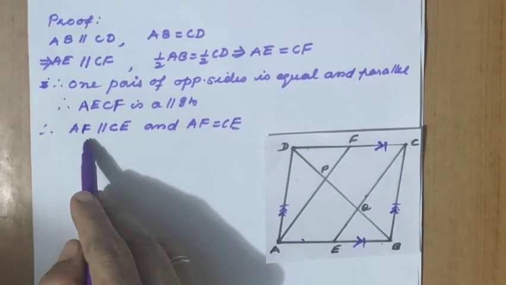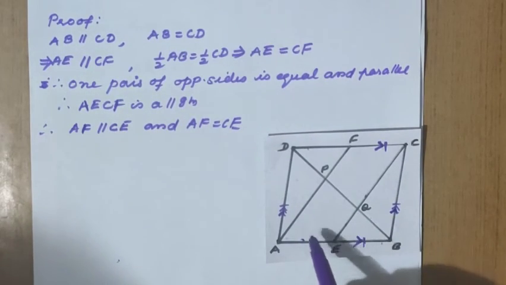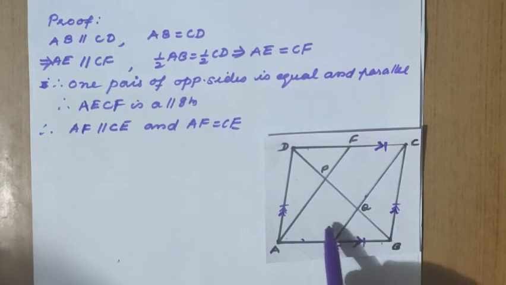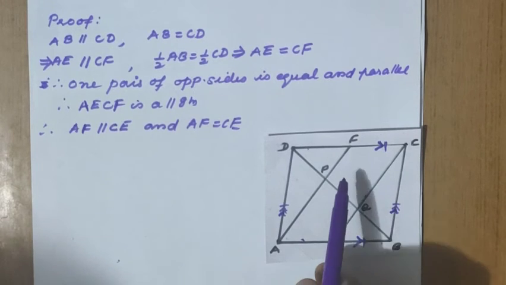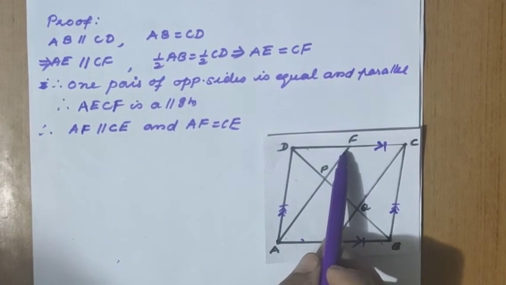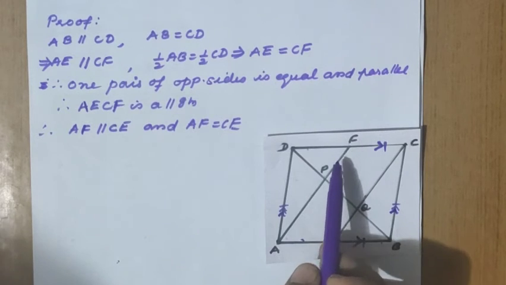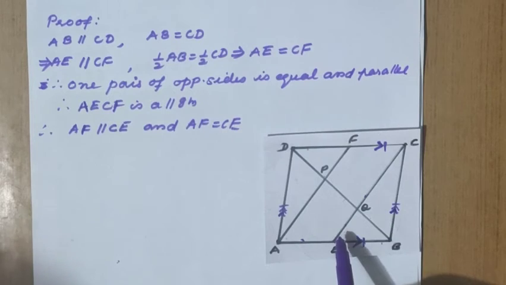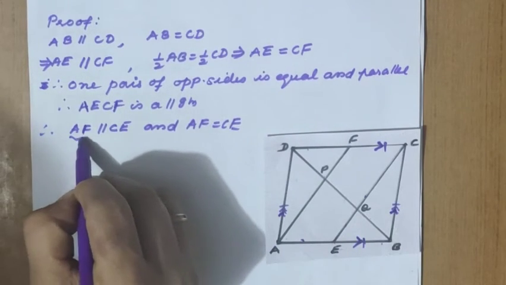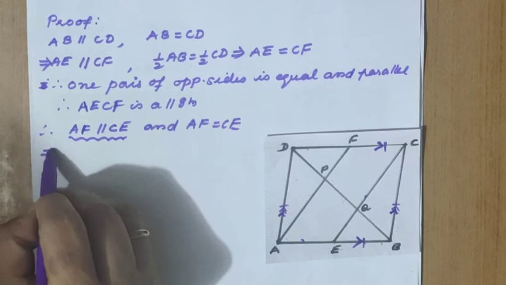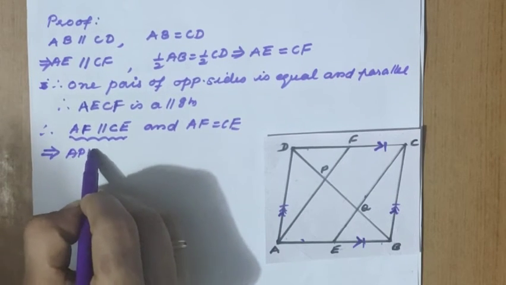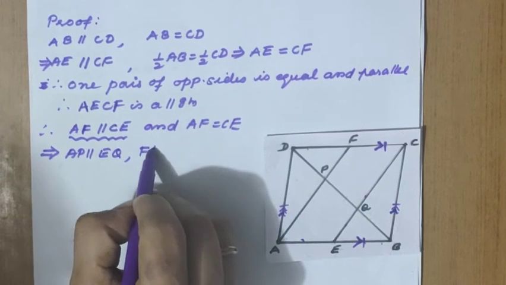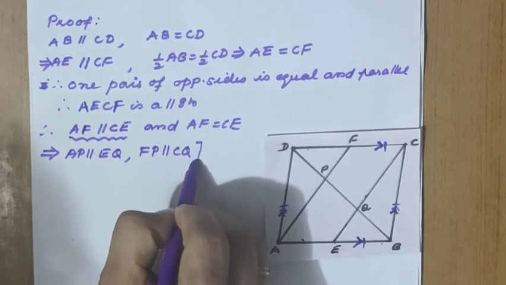Now we know that AF is parallel to CE. Take that one, AF. So can we write that AP is parallel to EQ, because both are parts? Yes. Similarly, FP is parallel to CQ. FP is part of AF and CQ is part of CE. That is why, by AF parallel to CE, we can write AP parallel to EQ and also FP parallel to CQ, which we required for proving.